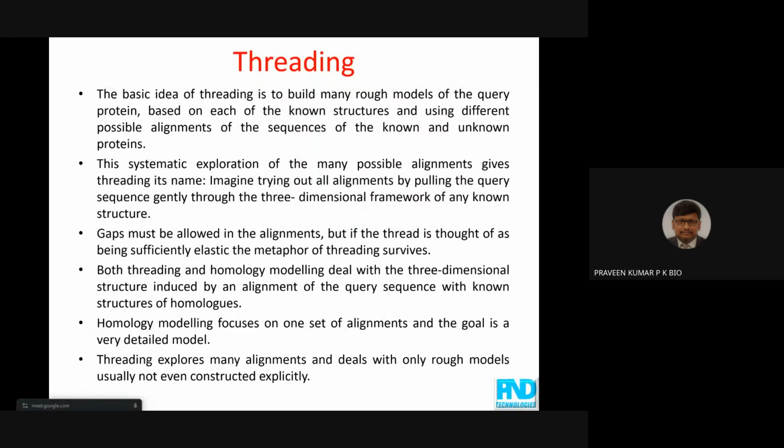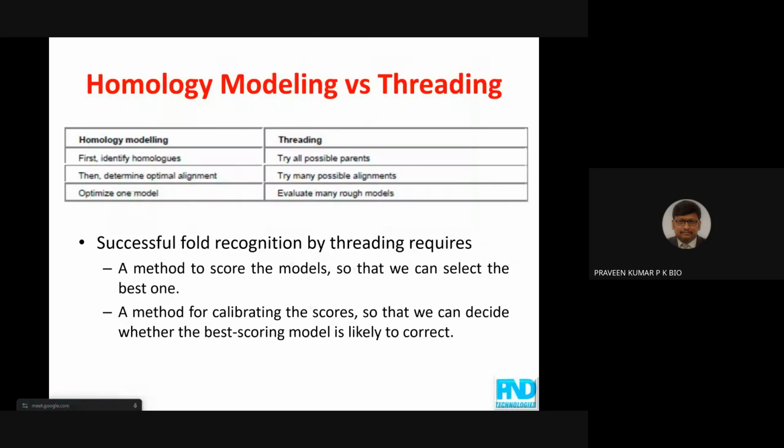So threading, if you see, okay, here we try with all possible parents. I told you in homology modeling, we take only one best template PDB, but here we try with multiple PDBs. That's a major difference between homology modeling and threading. We optimize one model, even though we get two models, we take one model. Here, whatever we get in threading, we get many rough models, many. So 5 to 10 models you can get. We also have choices to select which is best.